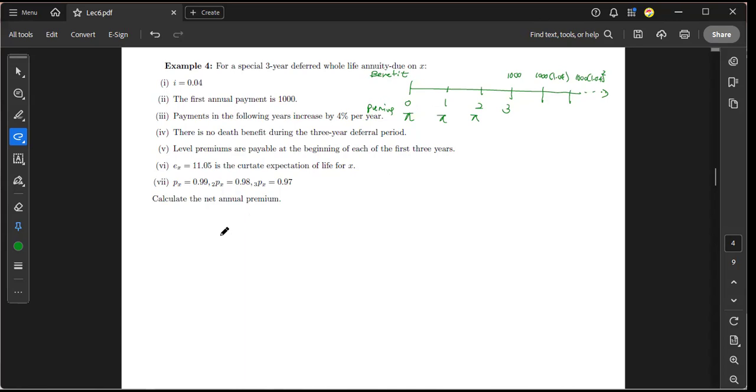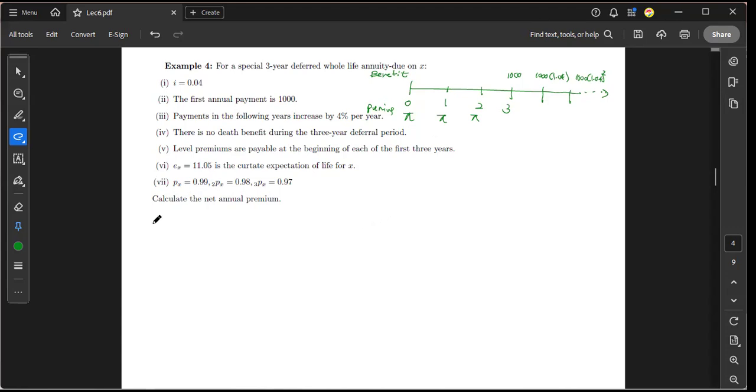Now they have given the current future lifetime at X is 11.5 years. That means for a person who is at age X, the expected future life on average is equal to 11.5 years. And they have given the survival probabilities from X to 1 year, X to 2 years, and X to 3 years. Calculate the net annual premium, which is 5. Since it is net annual premium, we need to use the equivalence principle.